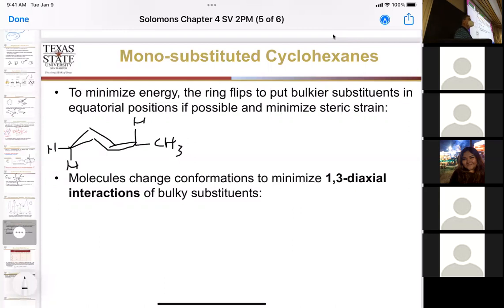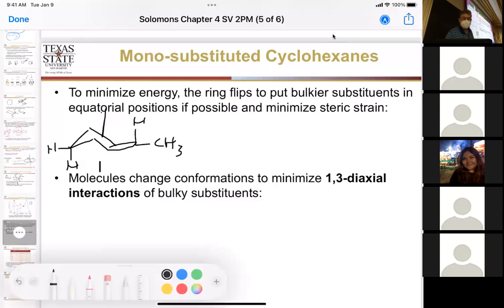It is equatorial because it's facing out from the axis, which would be straight down the middle. And that hydrogen is parallel with that axis. So we know that that's where it is. So that's a good place for it to be. But let's turn it into the other chair.